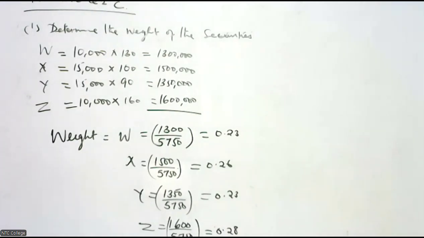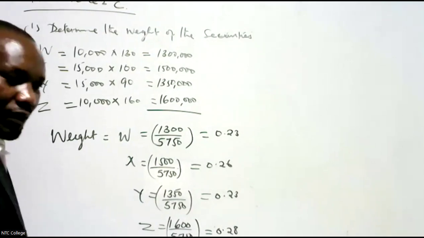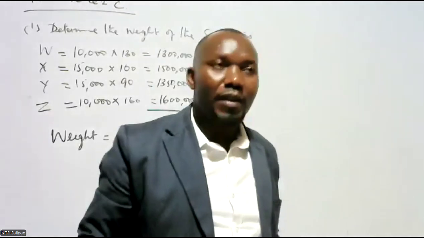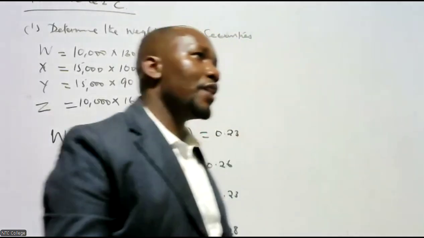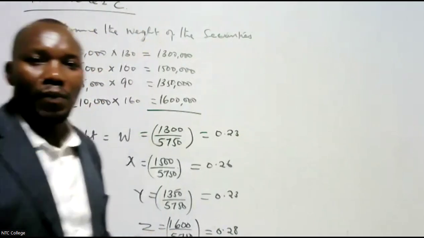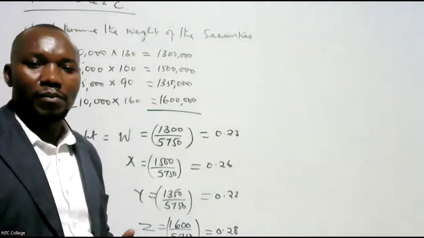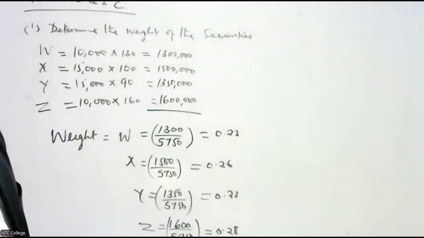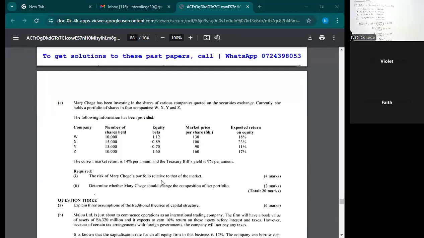Now, beta of the portfolio can be weighted. Remember how we did it? How did we get the weighted beta of the portfolio? The weight times the beta of the security, of each security, then you add them. They're asking you the risk of Merichek's portfolio relative to that of the market.